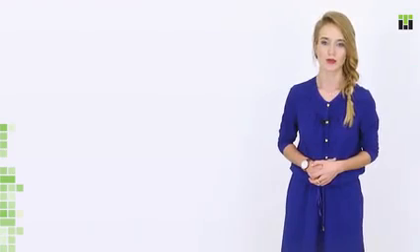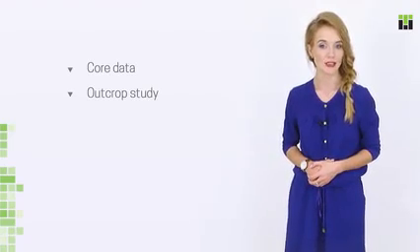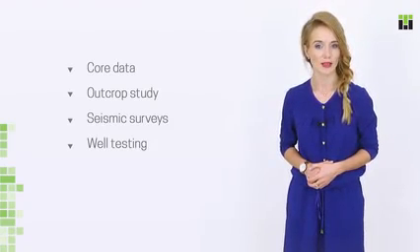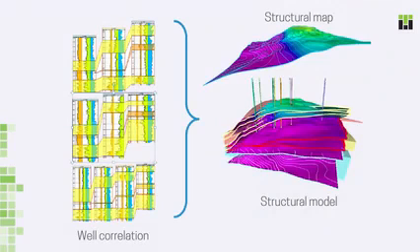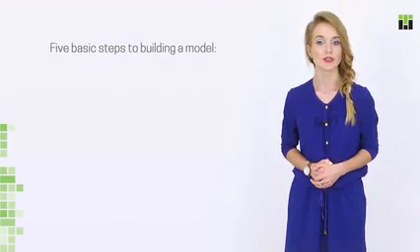We cannot. We can only make guesses about the depositional environment based on core data, analog outcrop study, and indirect data that comes from seismic survey, well testing, and logs, which is often vague and controversial. So, before we start building any model, we need to gather and prepare data, including data quality and consistency analysis. For example, we need to check where a contact is according to various logs and check these values against well testing results. There are 5 basic steps to building a model.